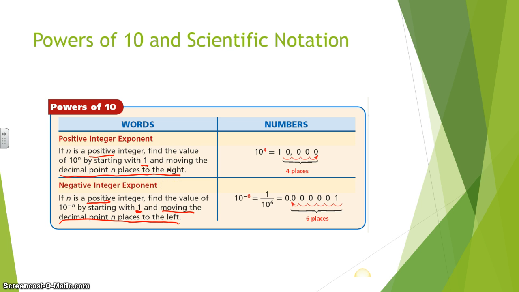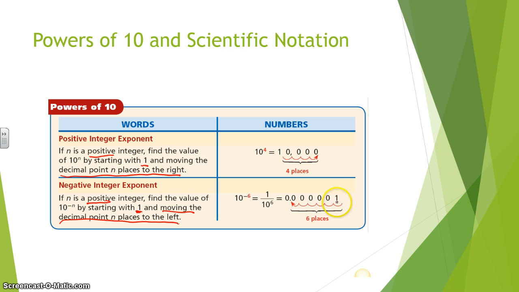For negative integer exponents, if n is a positive integer, find the value of 10 to the negative n by starting with 1 and moving the decimal point n places to the left. So here we have an example, 10 to the negative sixth power. Like in the previous lesson, when you have a negative exponent, you have your numerator as 1, then the denominator is that base with the exponent. Now it's 10 to the sixth.